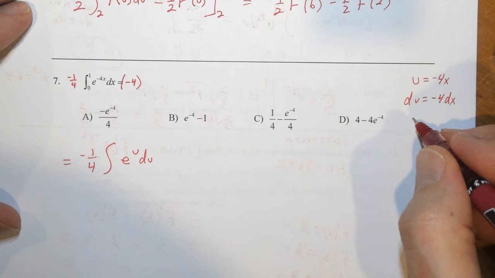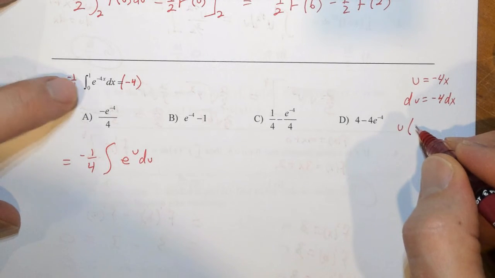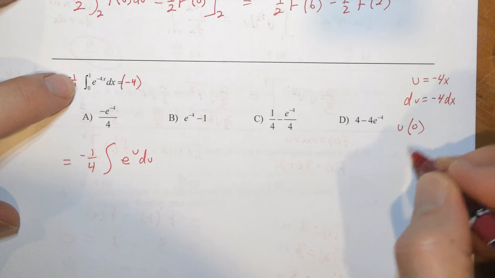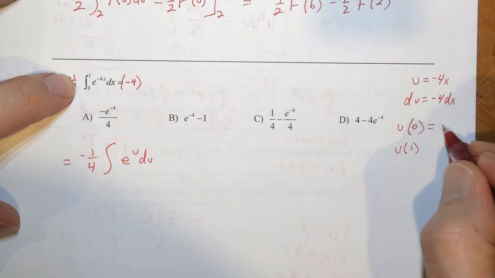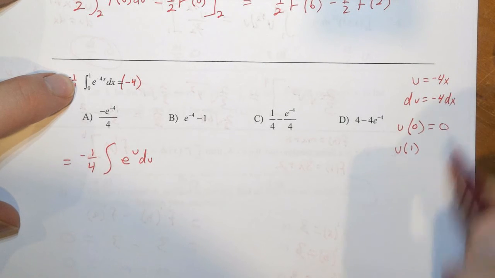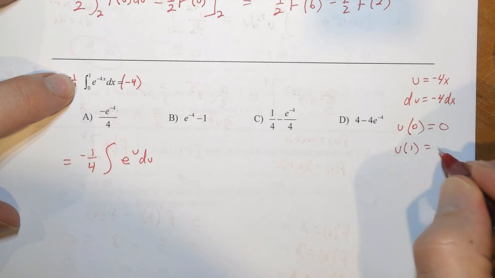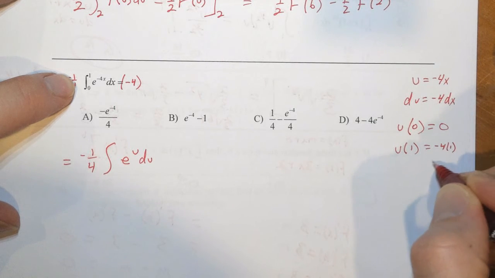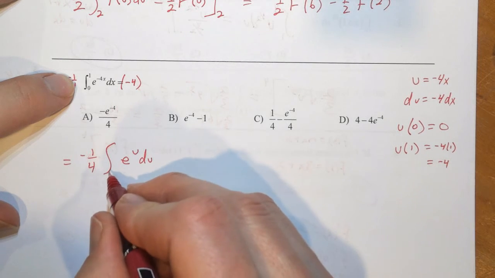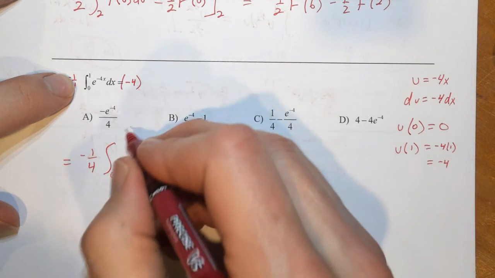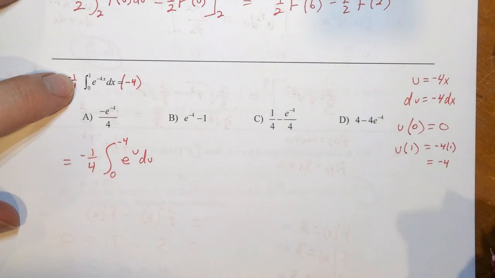All right, what are the new bounds? Well, I need u of 0 and I need u of 1. u of 0 is still 0. Negative 4 times 0 is 0. u of 1 is going to be negative 4 times 1, or negative 4. So what happens here? The lower bound is still 0, but the new upper bound is negative 4.